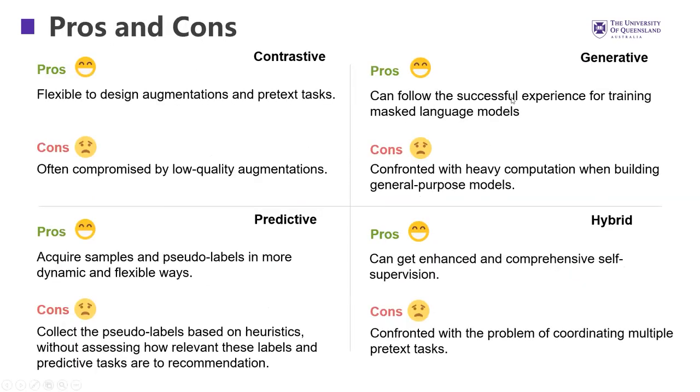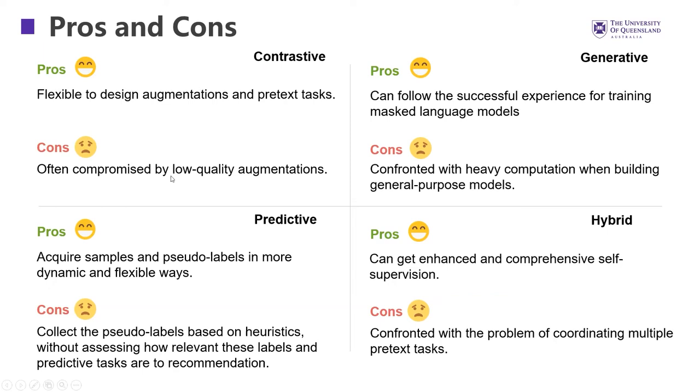After introducing four types of self-supervised recommendation methods, we need to discuss the pros and cons, and where these methods apply. First, let's see the pros and cons of contrastive tasks. The pro is that contrastive methods are very flexible in designing augmentations and pretext tasks. We have introduced a lot of augmentation methods, and they are all static, and we can design them by heuristics. But the con is that this type of method is often compromised by low-quality augmentations.